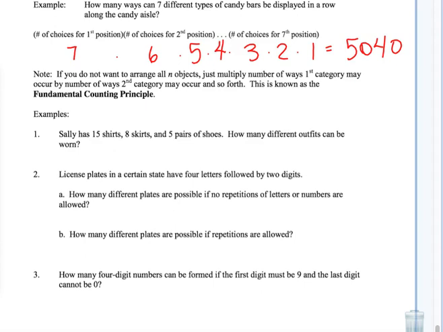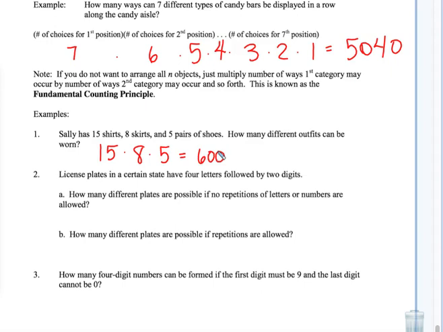So my first category is shirts. When I go to choose to fill that category, I have 15 options to choose from. My next category is skirts. I have 8 options to choose from. My last category is shoes. I have 5 options to choose from. And so when I multiply all that out, I have 600 different outfits if I have 15 shirts, 8 skirts, and 5 pairs of shoes.